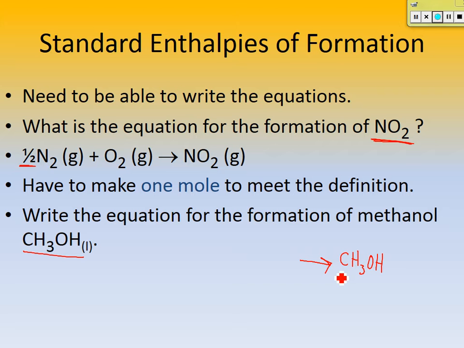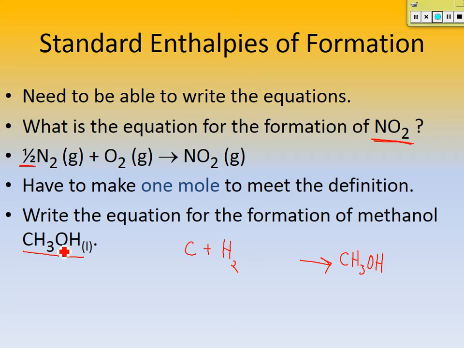Okay, now let's make it from the elements. We need carbon, don't we, guys? So I'm going to put carbon here. Is carbon a diatomic element? It's not. So I need carbon. What other elements do I need in order to make methanol? Hydrogen. Is it a diatomic element? It is. So when you write hydrogen, you can't just keep it as H. It's always going to be H2 in its elemental form.